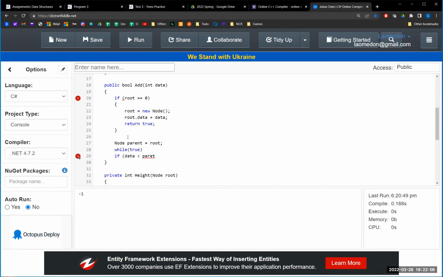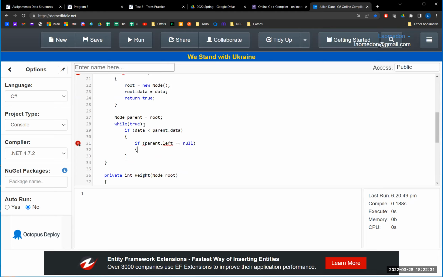The loop. I'm just going to keep on looping until we find who we're looking for. So it's less than the parent data. We'll go left. Right, our left logic is going to be if parent left is an empty branch, then we can go and attach it, and then we'll be done.